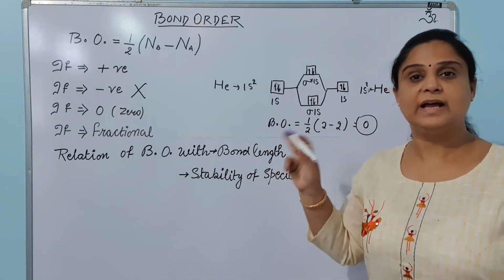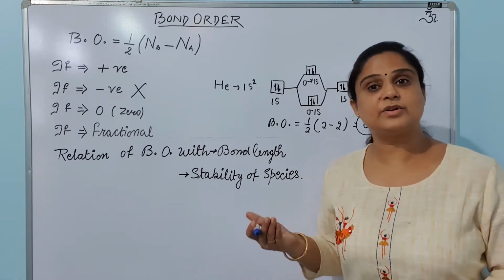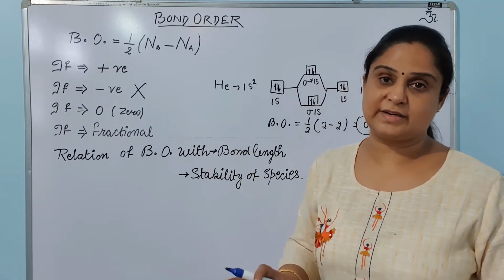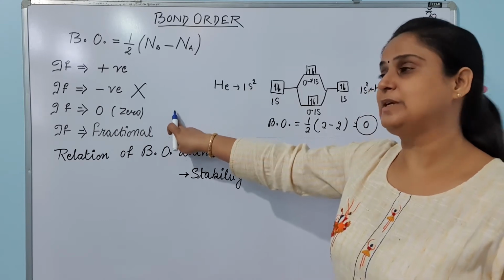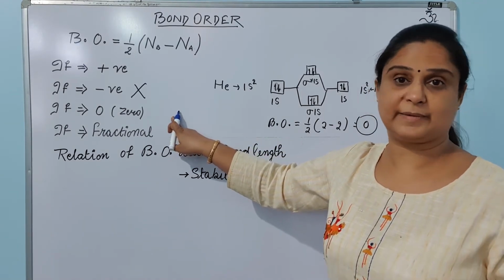This molecule has bond order 0, which means that this molecule actually does not exist. It is not stable and it will not exist at all. So this bond order 0 means that this species is not practically possible. It is not existing. Fine.